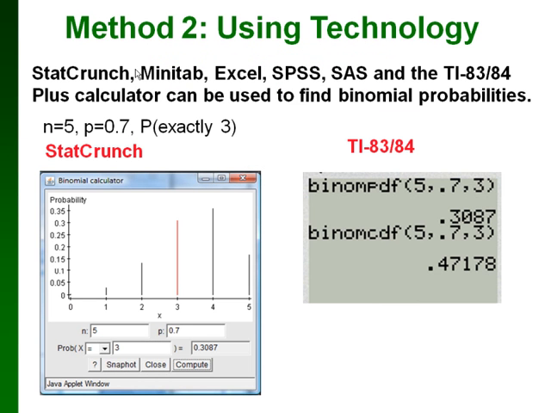What I'd rather have you do is use technology. There are several different options for doing that. One of them is StatCrunch. You will see more of this in the tech assignment for this chapter. Another way is to use a TI calculator. Again, there's another video about how to use these two functions, binomial PDF and binomial CDF. The first one gives the same probability as the example over here, so it gives the probability of exactly 3 successes. The second one gives the probability of 3 or fewer successes.